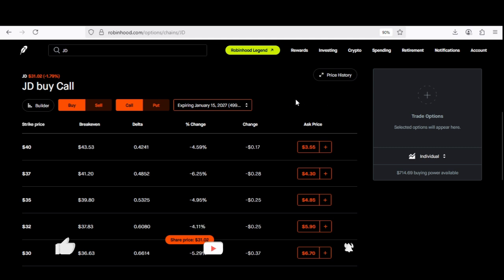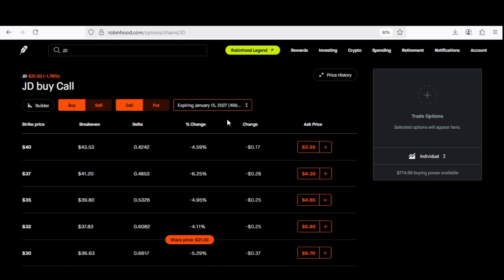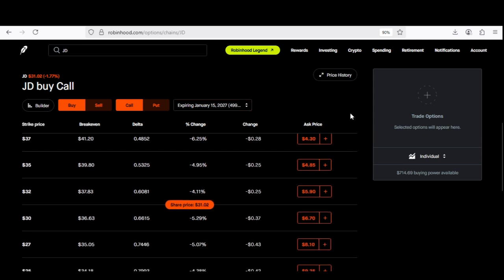The reason why I'm going to choose the far out expiration date of 2027 is I want to buy myself enough time in order for this particular trade to materialize in my favor. You do not need to go all the way out to 2027. Anything a year or beyond is going to be perfectly fine for this option strategy. Now that I have buy and I have call and I have my long expiration date, I'm going to go ahead and choose my strike price.